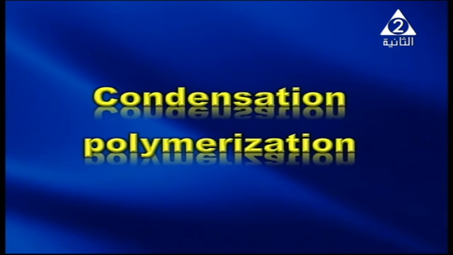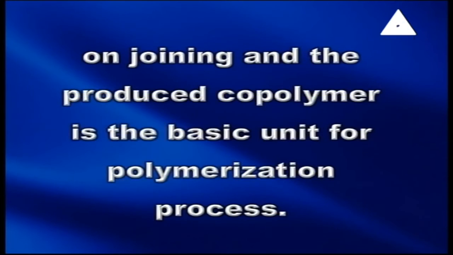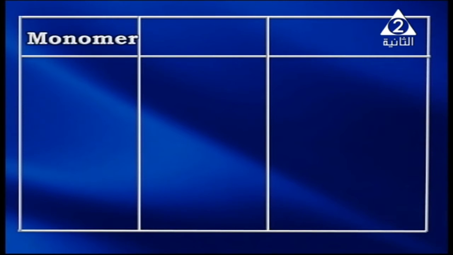Now, my dear students, we are going to discuss condensation polymerization, which is the second type of polymerization. It takes place between two different monomers that lose a simple molecule such as water on joining, and the produced copolymer is the basic unit for the polymerization process. Now we are going to show the different types of addition polymerization of alkenes forming polymers.